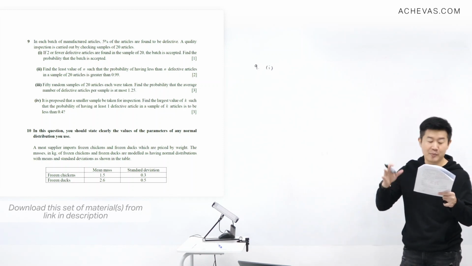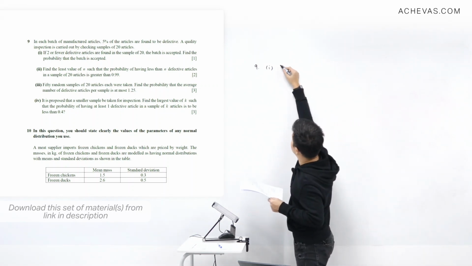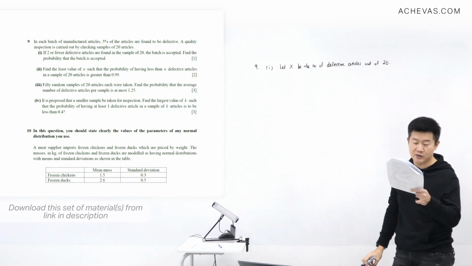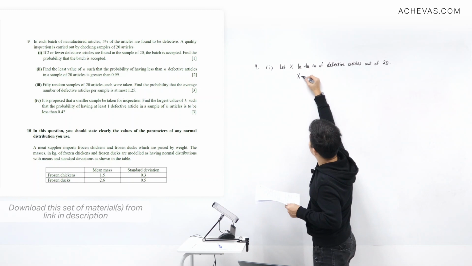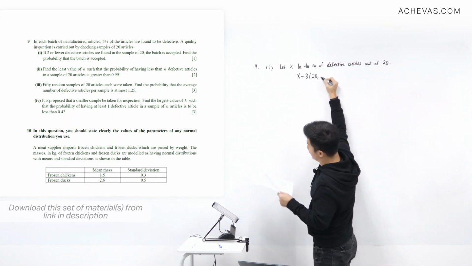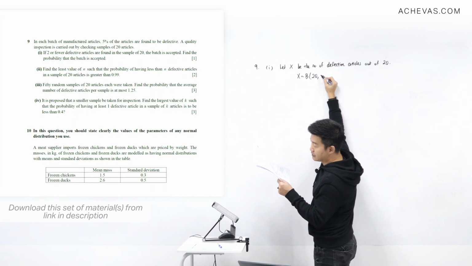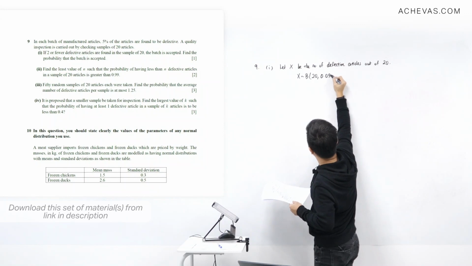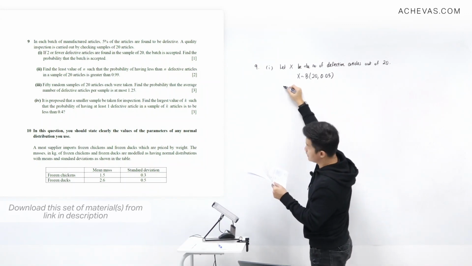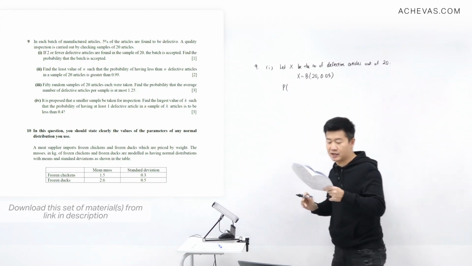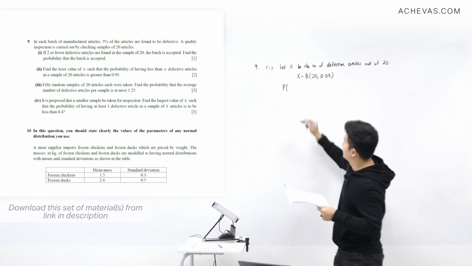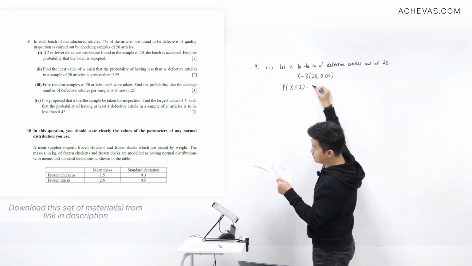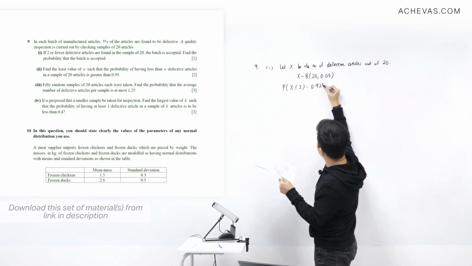We are looking at a binomial probability distribution. Let me define the random variable. I'm going to let X be the number of defective articles out of 20, and X will follow a binomial distribution. Out of 20, the probability of an article being found to be defective is 0.05, this 5%. We are required to find the probability that there are 2 or fewer defective articles, so X is less than or equal to 2. We can just press this directly into the calculator. It is equal to 0.925.